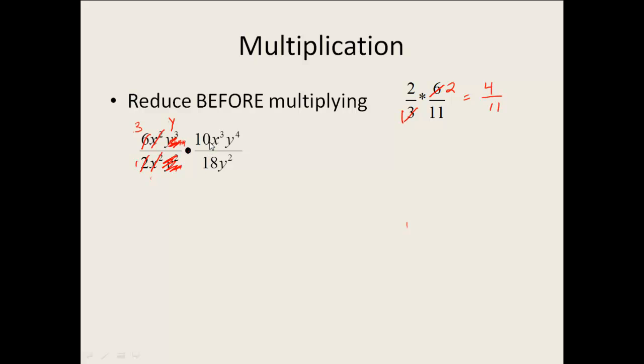Now my second fraction here, I've got 10 and 18. I'm going to go ahead and reduce those both by 2. So I would have a 5 and a 9.